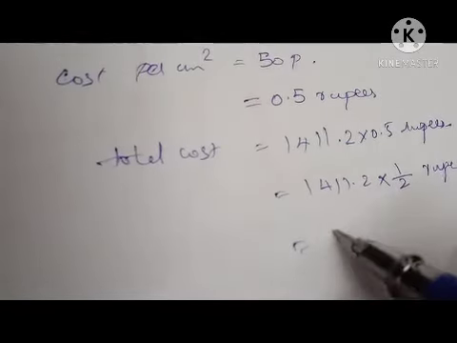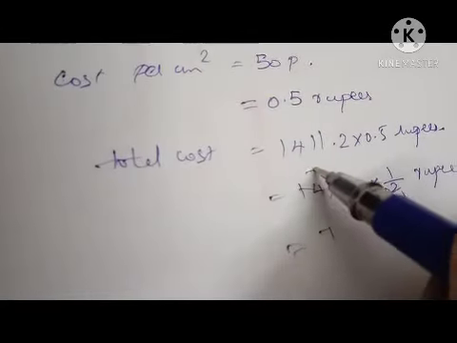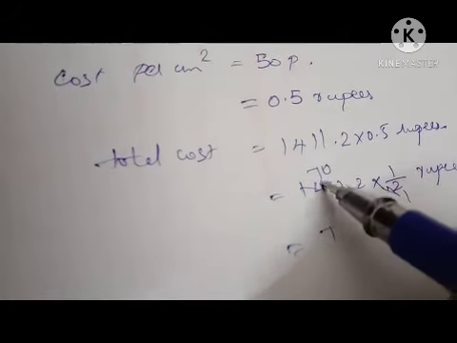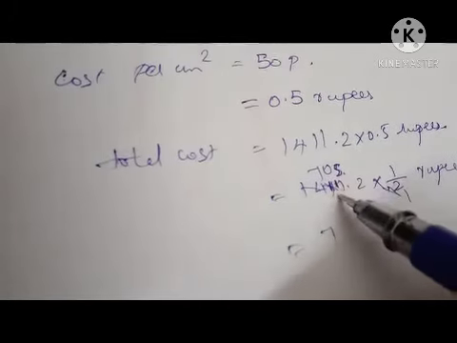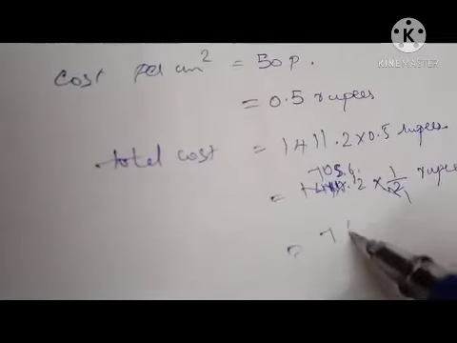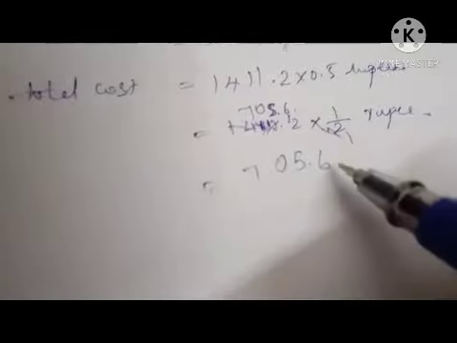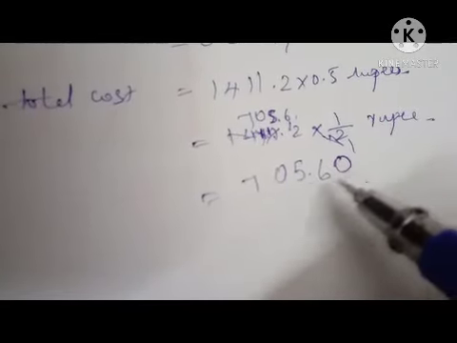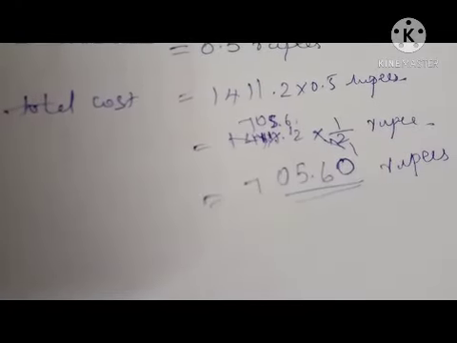Then what we will get? 7 2s are 14, 2 by 2 is 1. 7 2s are 14, 0. Because 1 is less than 2, we can give that 1 to here. Then 11, 5 2s are 10. Point. Then this 1 we can give to here. Then 12, 6. So 705.6 rupees. But rupees and paise we can write in two places, so we can just add a 0 here. So 705.60 rupees is the total cost of polishing the tiles.